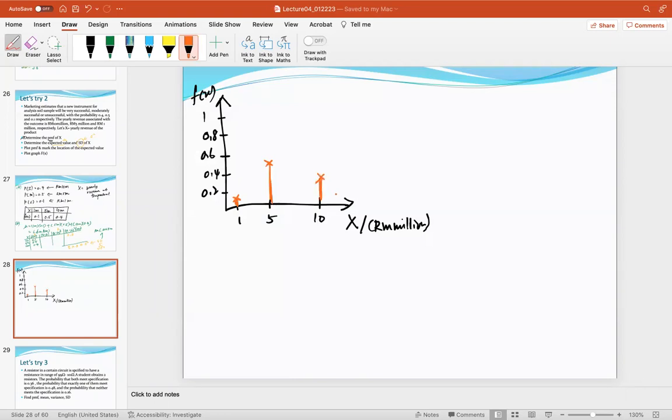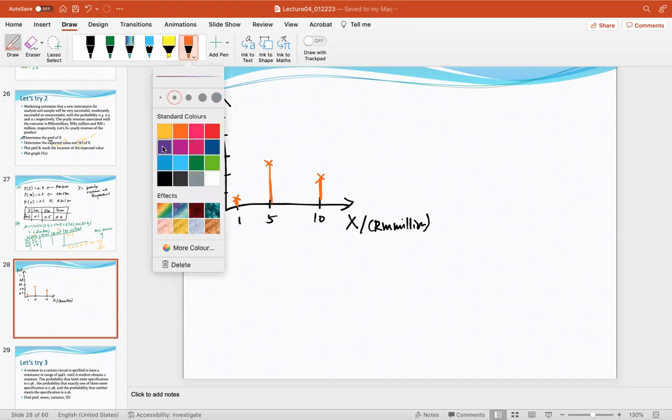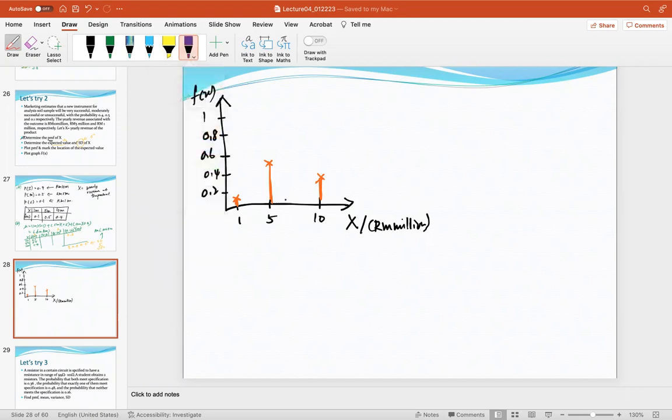And what about your mean? Your mean is 6.6, right? So probably I use 6.6. This is the center of gravity that makes everything balance. Imagine you have a point to make everything balance between left and right. This is the mean. Okay, this is the PMF graph.